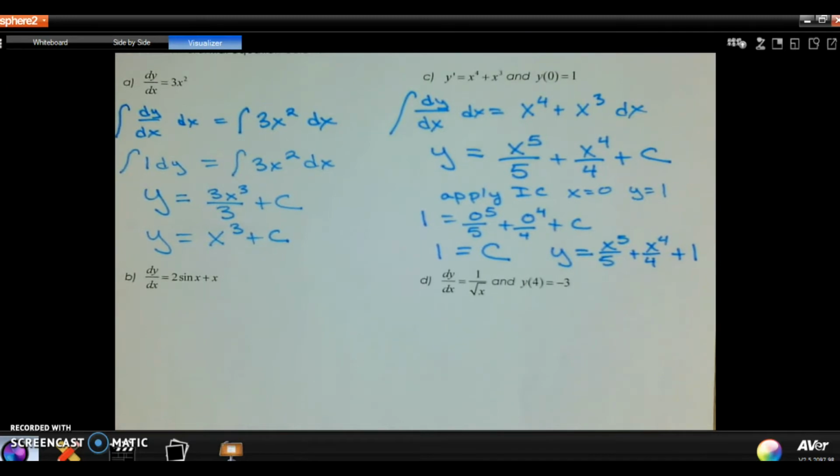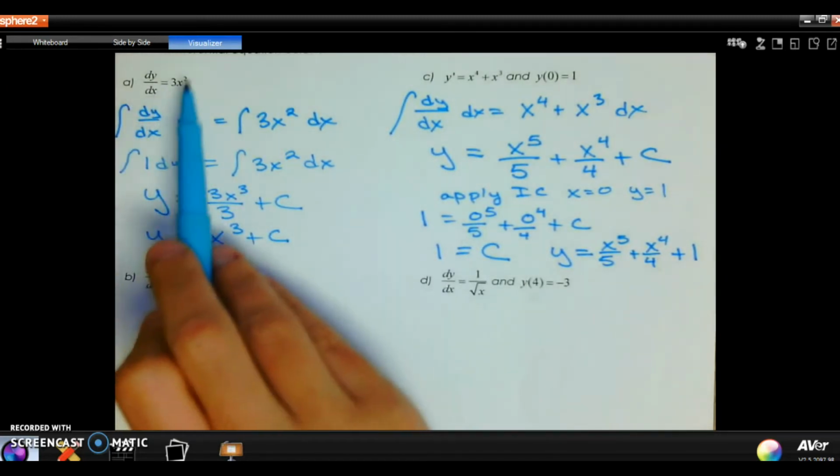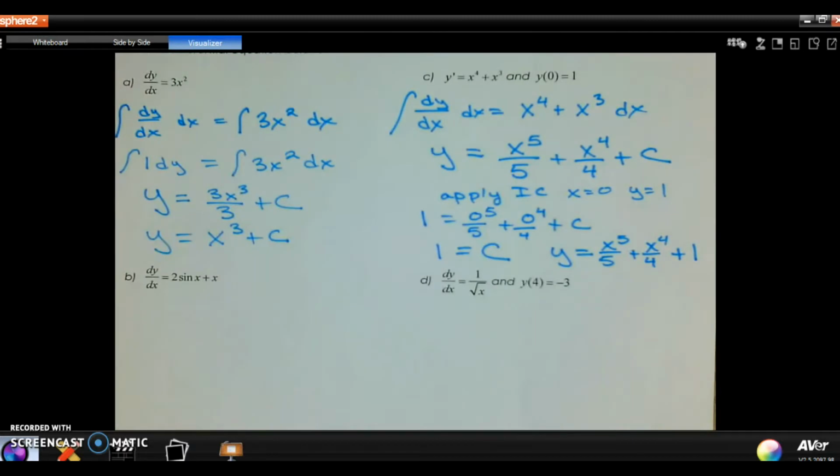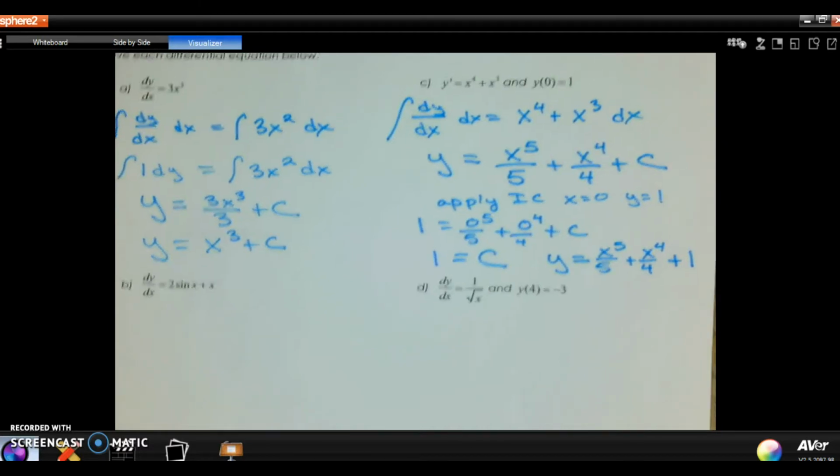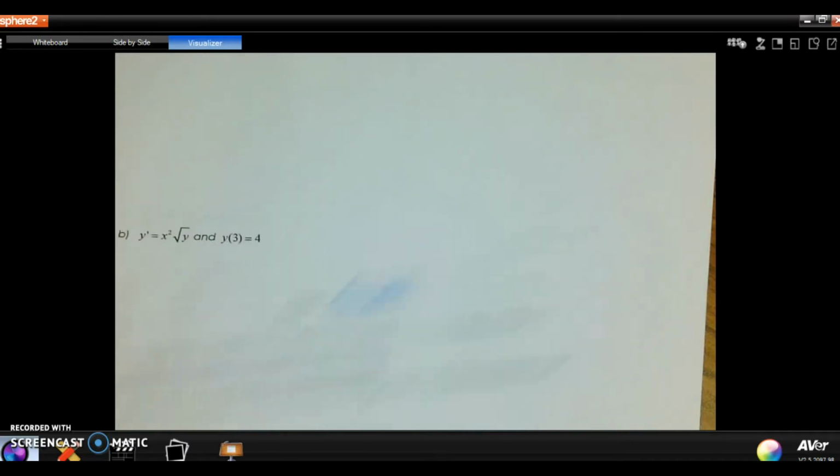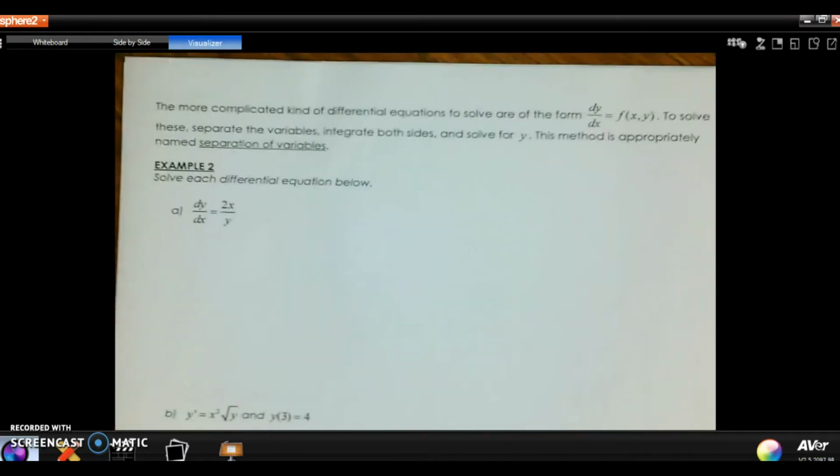So notice in both of these examples that the right-hand side of the equal sign only had the variable of x. So to solve that, all you needed to do is basically integrate both sides, and if there was an initial condition, apply it. Now that's different than if you have to separate the variables.